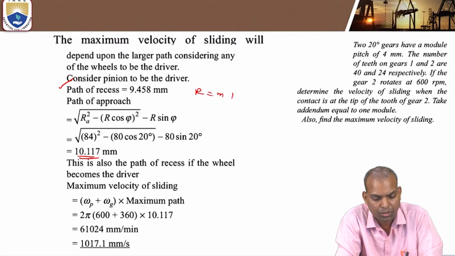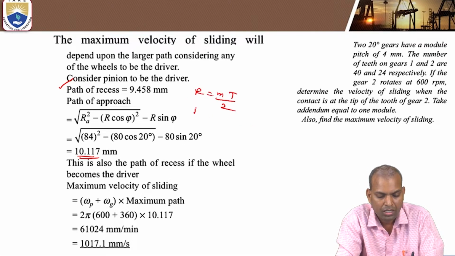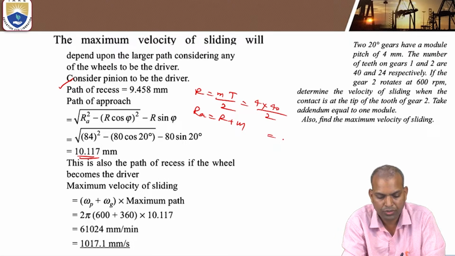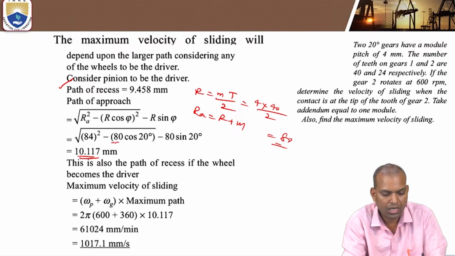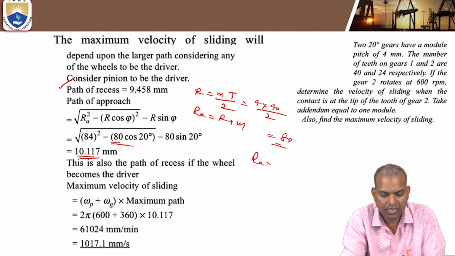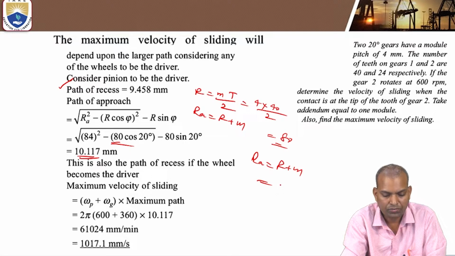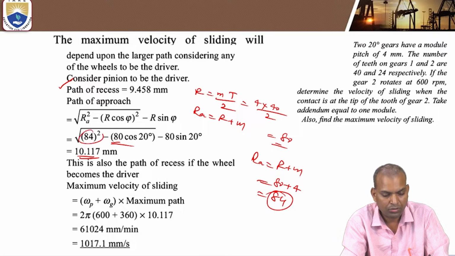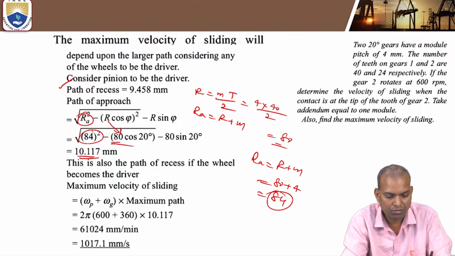Capital R equals small m times capital T by 2. RA equals R plus m. The small m is 4, capital T is 40, so 4 times 40 by 2 is 80. So R equals 80 millimeters. RA equals R plus m, that is 80 plus module 4, which is 84. So RA equals 84 and R equals 80.